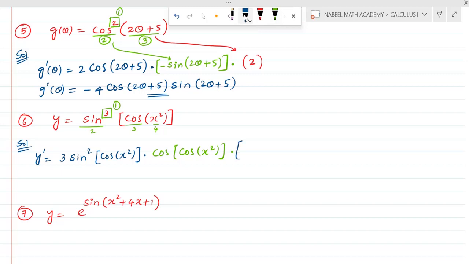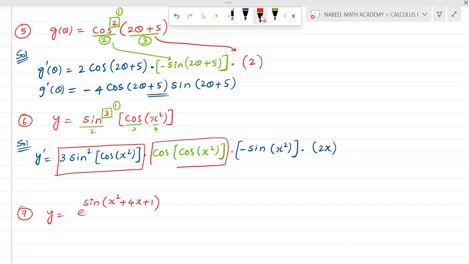It is sine differentiation. Cosine differentiation is sine x to the power 2. And the last one is 2x. If you see this part, you will have 4 functions. This is number 1, the first part, the power. The next one, sine differentiation is cosine.